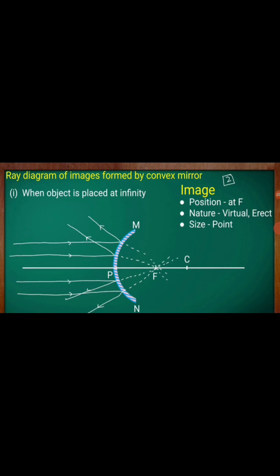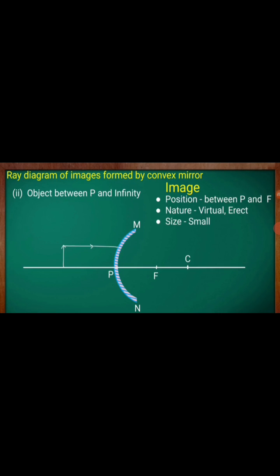Now let us see the second condition, when the object is between the pole and infinity. Now I have an object, and a ray of light passing parallel to the principal axis. Therefore the light ray has to diverge such that it appears to be coming from the principal focus. After that, a light ray will fall towards the center of curvature. Remember, towards the center of curvature means both the reflected ray as well as the incident ray are on the same line, or same path.